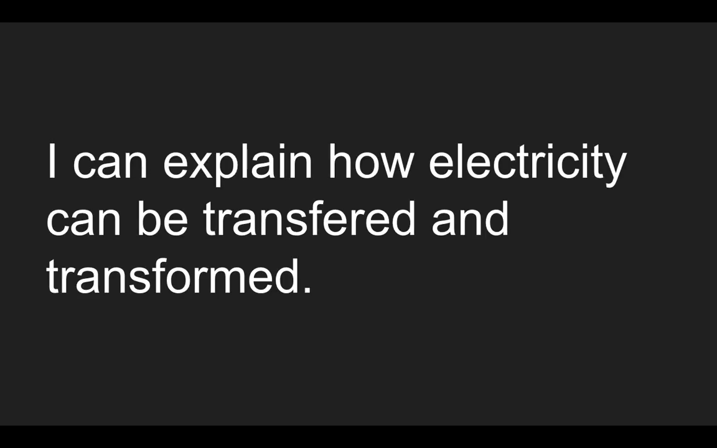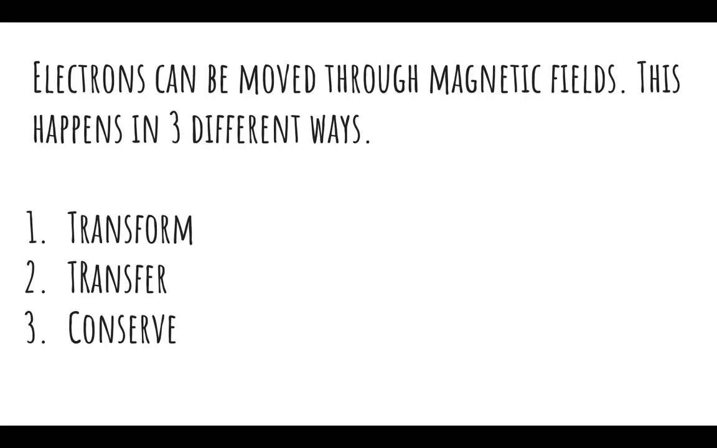So here we go. Our I Can statement of the day is: I can explain how electricity can be transferred and transformed. So electrons can be moved through magnetic fields. This happens in three different ways. One is it transforms, it transfers, and it conserves. Conserve is more just a concept I'm going to be covering, and transform and transfer are very, very similar. The words are often interchangeable when we think about questions that will be asked on a fourth grade science EOG. So I'm going to be covering them and going over a couple examples.